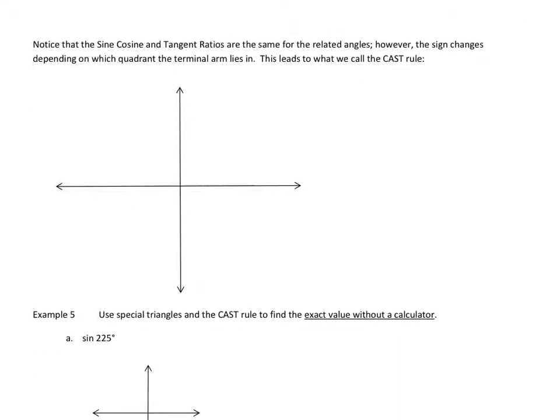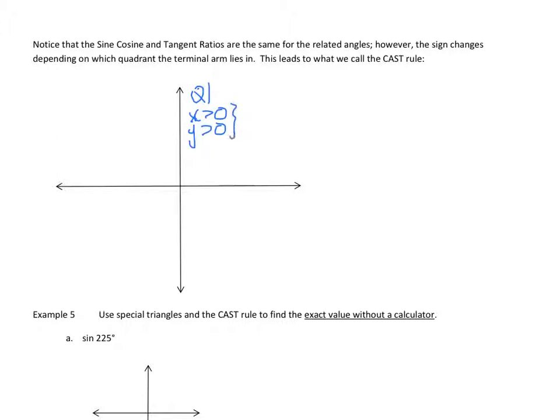Okay, so what the CAST rule tells us is that in quadrant 1, for example, if we start there, if I had an angle whose terminal arm was in quadrant 1, no matter where I chose a point on that terminal arm, the coordinates for that point would both be positive. So no matter where I plot a point in quadrant 1, x will always be positive and y will always be positive. So they're both greater than 0.